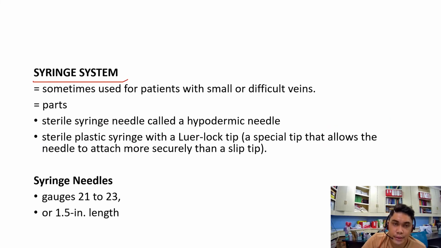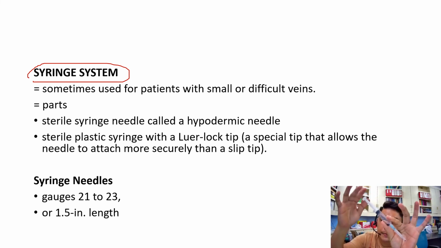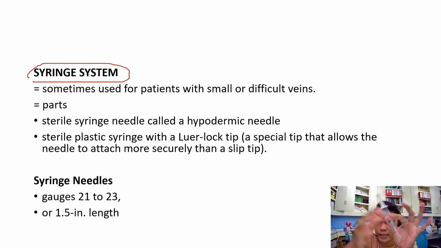Then next, the syringe system. It's sometimes used for patients with small or difficult veins. You have the hypodermic needle. Then you have the plastic syringe. Okay, so you have the needle and the plastic part of a syringe. For the plastic part, you have the barrel and the plunger. So this is the barrel and plunger. Then you have the needle.